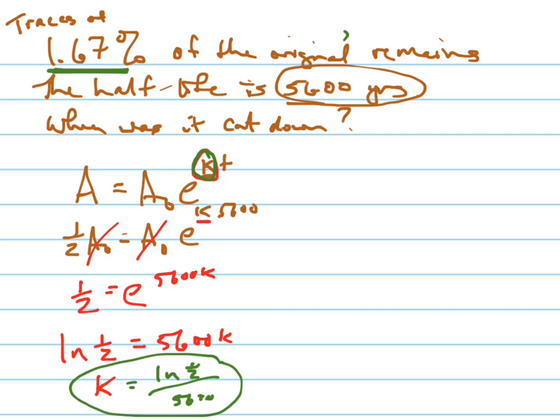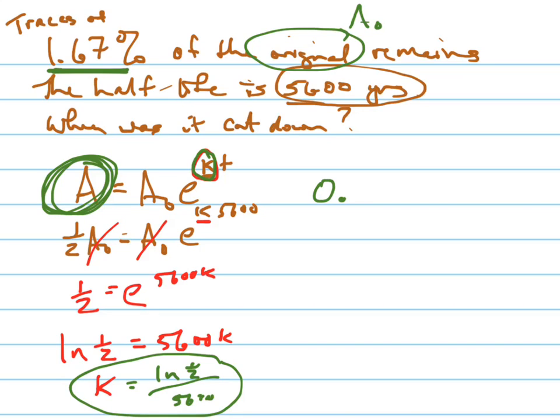So now the question is this: it says traces of that remain, 1.67% of the original, that's A sub 0. So right now my amount is 0.0167 times A sub 0. That's my amount right now, because it's 1.67% of the original that remains, and A sub 0 is the original.